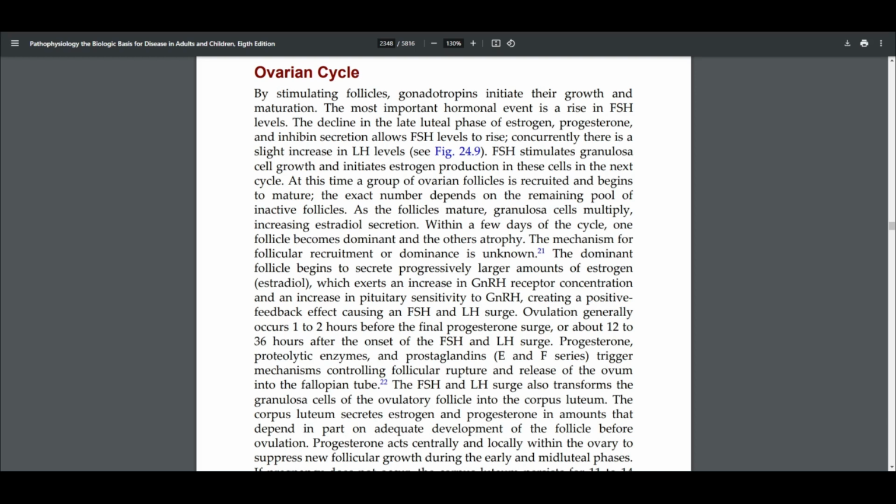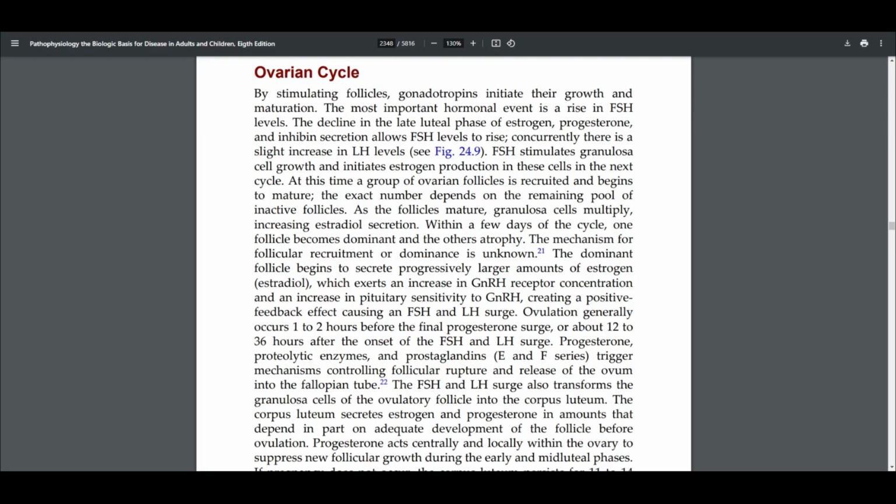At this time, a group of ovarian follicles is recruited and begins to mature. The exact number depends on the remaining pool of inactive follicles. As the follicles mature, granulosa cells multiply, increasing estradiol secretion.